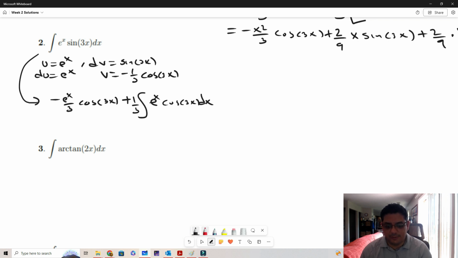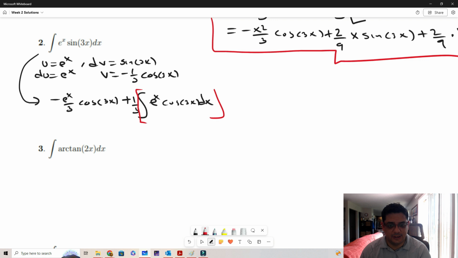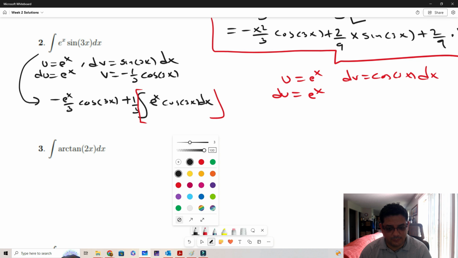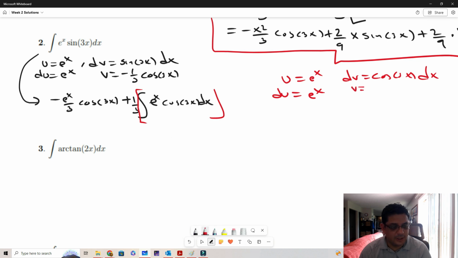So now what's going to happen is that we're going to need to do integration by parts again with this, okay? And if we're doing parts in there, notice that for this one, u is equal to e to the x. We follow the same pattern. The u is e to the x, dv is going to be cosine of 3x, and so that means that when I integrate and find what v is, this is going to be 1 over 3 sine of 3x, okay?